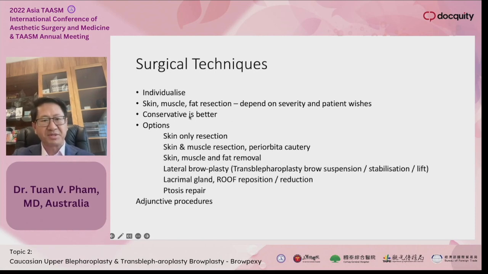affected. Conservative is better. So the option is skin only if it's very thin and there's no muscle or fat. Skin and muscle if it's excess, which is very common in Caucasians, also in my area, because there's a lot of sun-damaged skin. There's inflation of skin and muscle, and you just cauterize the periorbita. Or if there's fat protrusion, mainly the middle and medial especially. And then later we'll discuss how I do the brow plasty or pexy. And of course, if there's lacrimal ptosis, then you can suture that up. And again, you can use a couple of techniques to reposition the roof fat, ptosis repair.